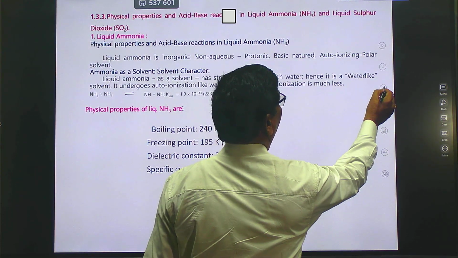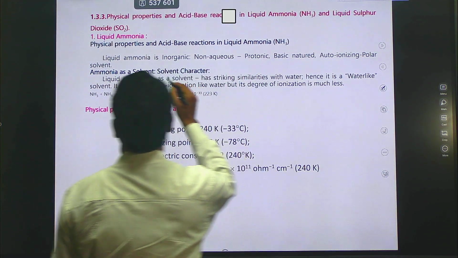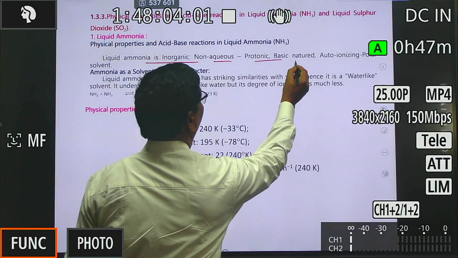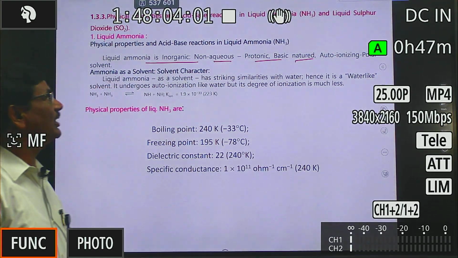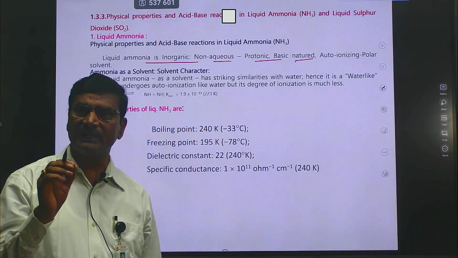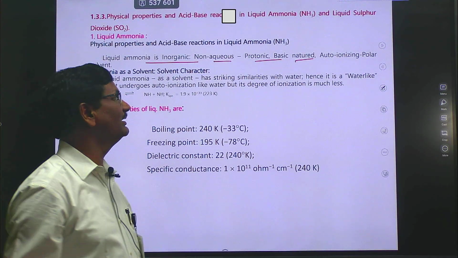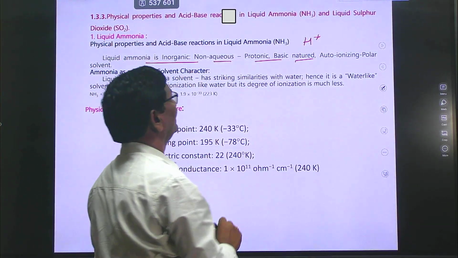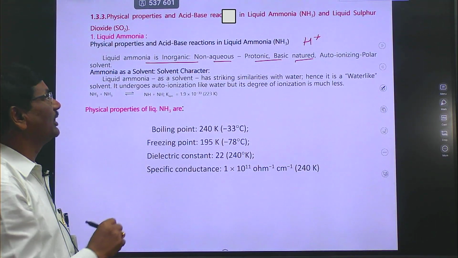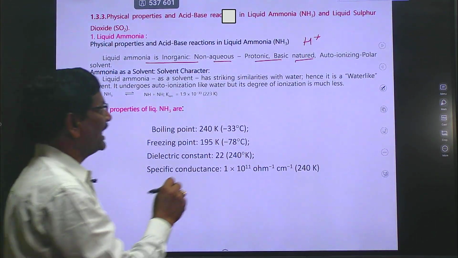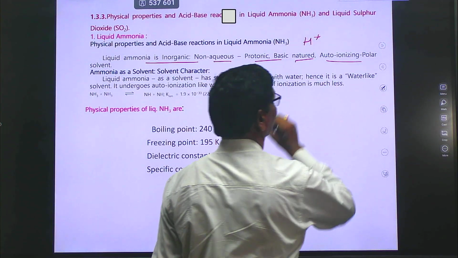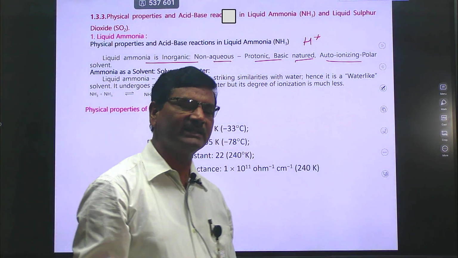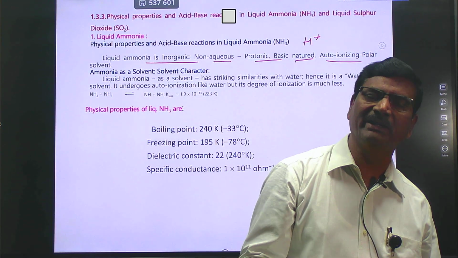This is an inorganic, non-aqueous, protonic and basic natured salt. Why is this called a protonic salt? Because there is the presence of a proton, an H plus ion. If you observe each non-aqueous solvent, there is a proton. That's why it undergoes autoionization and is polar in nature. Why is it called polar? Polar means there is a formation of positive and negative charges.